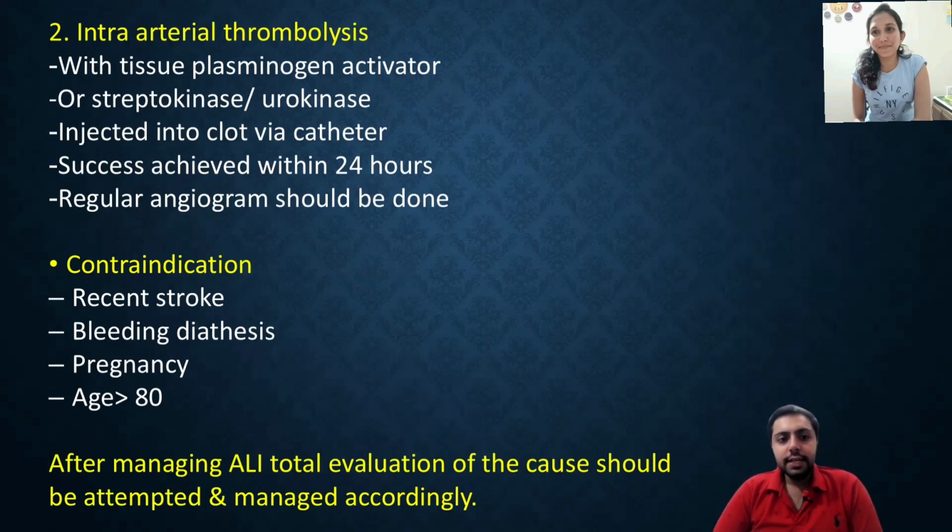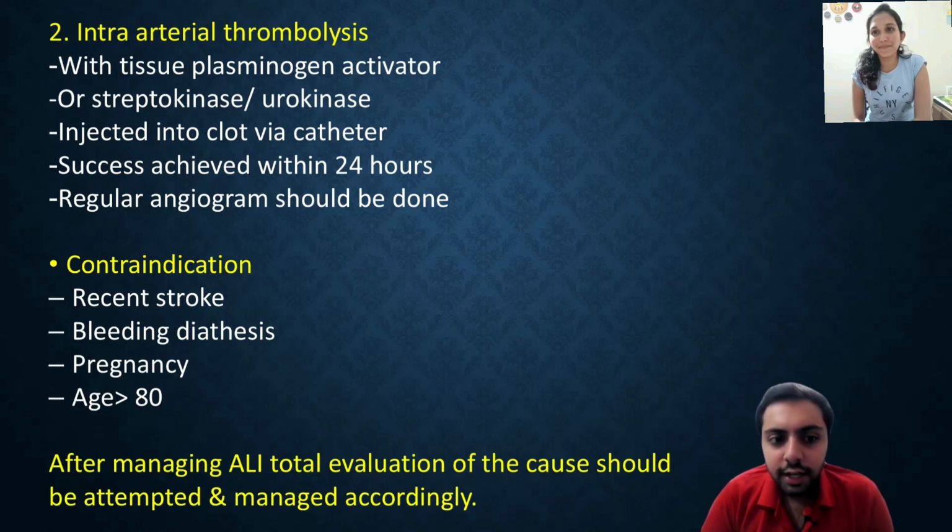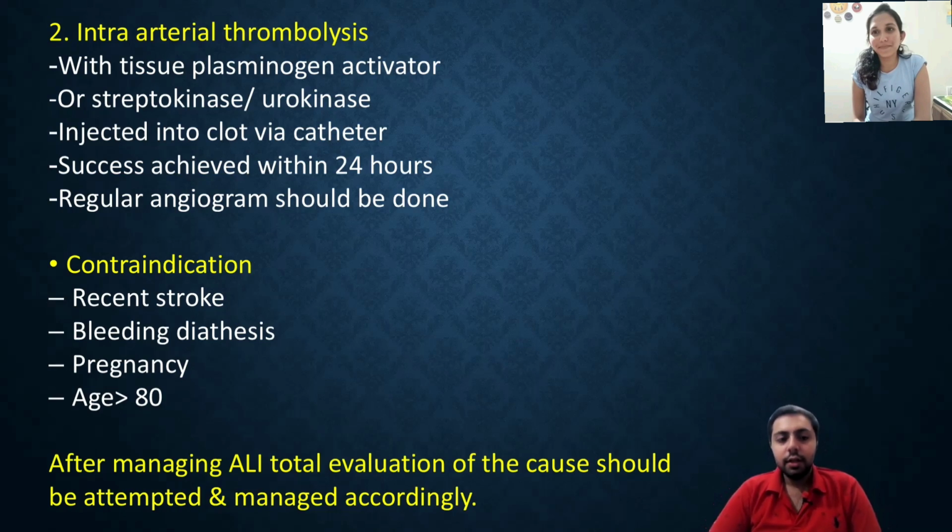Again, what are the contraindications? We have recent stroke, bleeding diathesis, pregnancy, and age greater than 80. So, do you know why? Any idea why we don't give it in stroke or any bleeding disorders? Streptokinase will not cause platelet aggregation. So in bleeding disorders also, there is no platelet aggregation, and it will lead to more and more bleeding. Stroke is the same thing. Bleeding will continue in all these cases. Okay. And after managing, we have to check for the cause of it and then proceed.